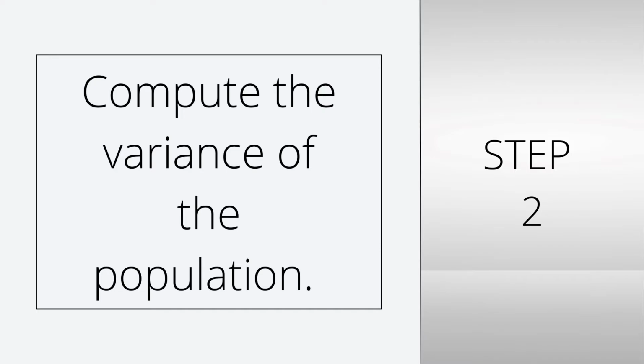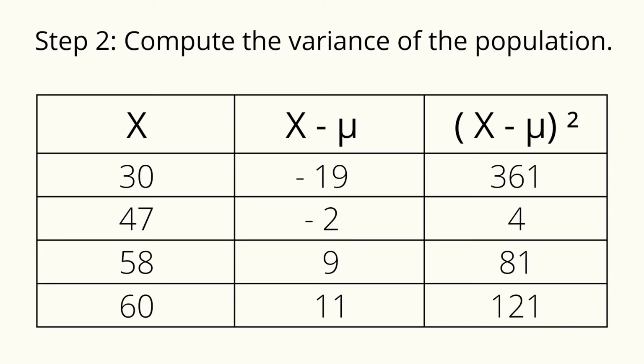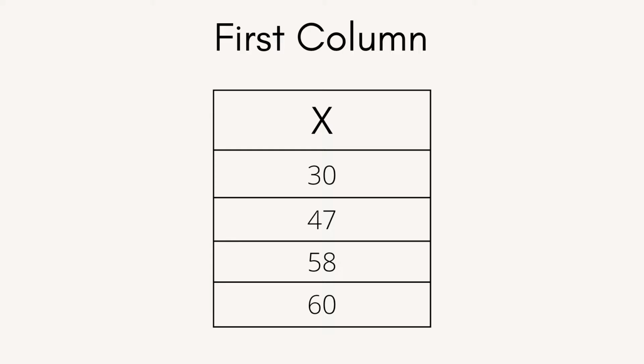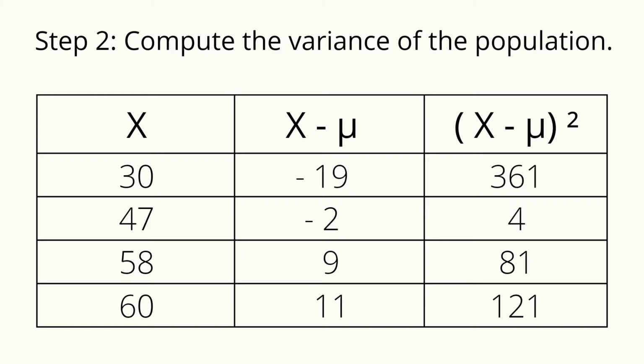Next, we will proceed to the second step, which is to compute the variance of the population. We created a table with 3 columns, the first of which contains the elements of the population represented by x. The second column contains the difference between the population elements and the population mean, which is 49, which we calculated earlier in the first step. And the third column contains the square of the second column's results. So the first column has the population elements 30, 47, 58, and 60.